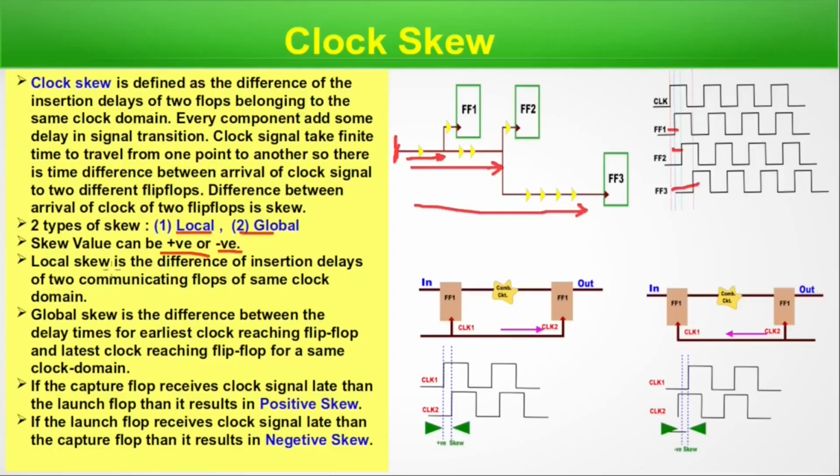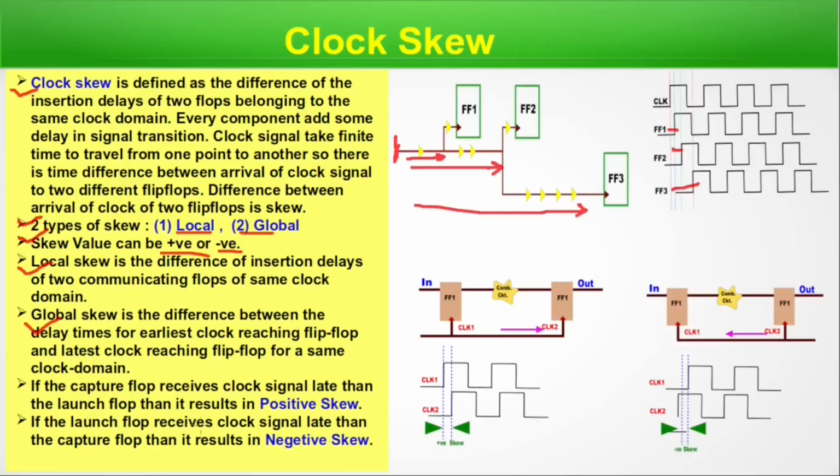Local skew is the difference of insertion delays of two communicating flops of the same clock domain. In the same clock domain, there are two flip-flops which are communicating, and there is a difference of insertion delay, or when the clock will reach those two flops. That is local skew. And global skew is the difference between the delay times for the earliest clock reaching a flip-flop and the latest clock reaching a flip-flop for the same clock domain. That is the global skew. Now if the capture flop receives the clock signal later than the launch flop, then it results in positive skew.